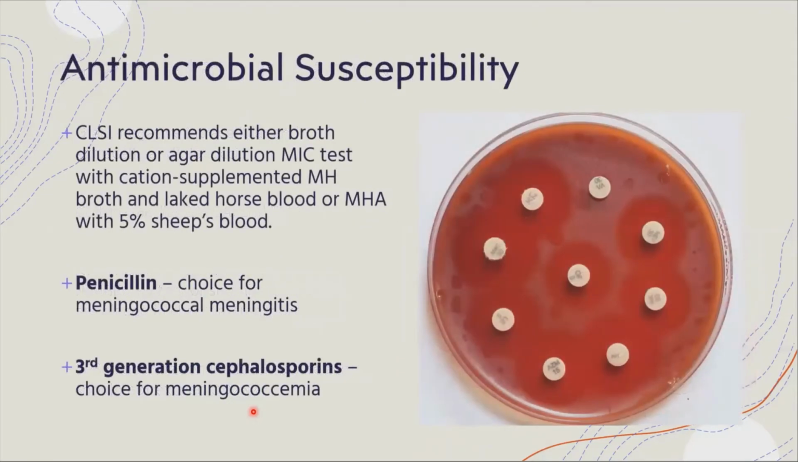For antimicrobial susceptibility, the Clinical and Laboratory Standards Institute recommends either broth dilution or agar dilution MIC test with cation-supplemented MH broth and laked horse blood, or MHA with 5% sheep's blood. So for example, mukha siyang blood agar, but ang base nito ay Mueller-Hinton. Okay, so ito yung dapat ginagamit natin for antimicrobial susceptibility of Neisseria meningitidis.